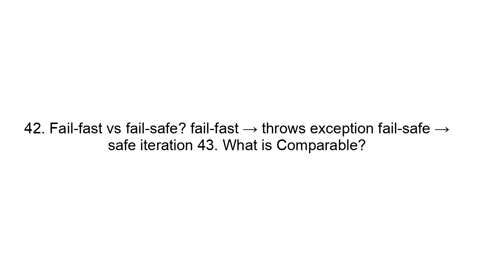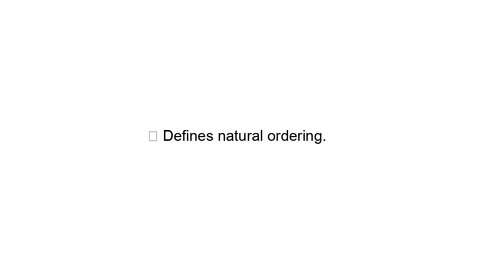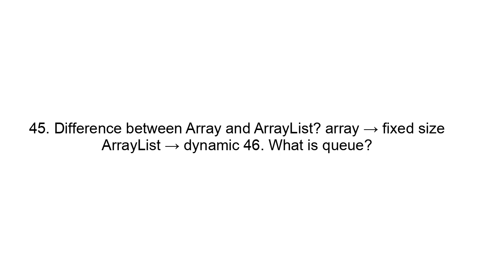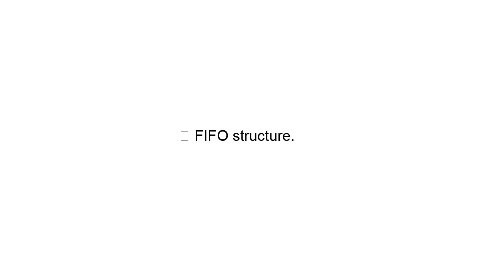43. What is Comparable? Defines natural ordering. 44. What is Comparator? Custom sorting logic. 45. Difference between array and ArrayList. Array means fixed size. ArrayList means dynamic. 46. What is a queue? FIFO structure. 47. What is a deque? Double-ended queue.